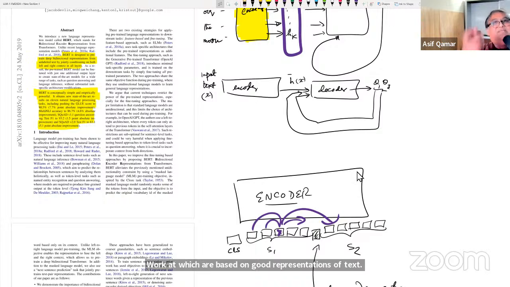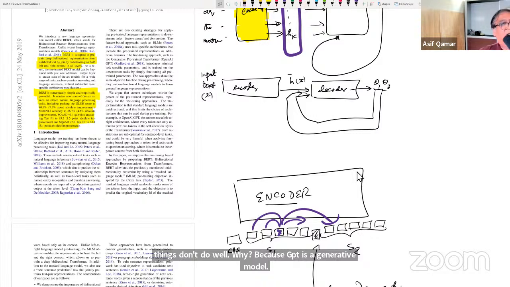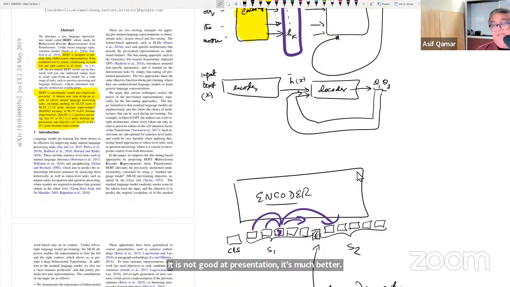Why? Because GPT is a generative model. It is not good at representation, it's much better at generation. Because GPT is a decoder-only model. Like this model, I said it works on the encoder part of the transformer. GPT actually takes only the decoder part of the transformer. Right? So that's the thing.